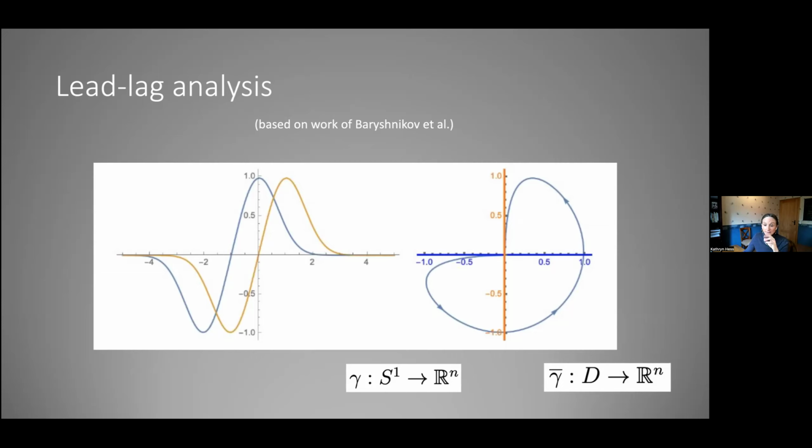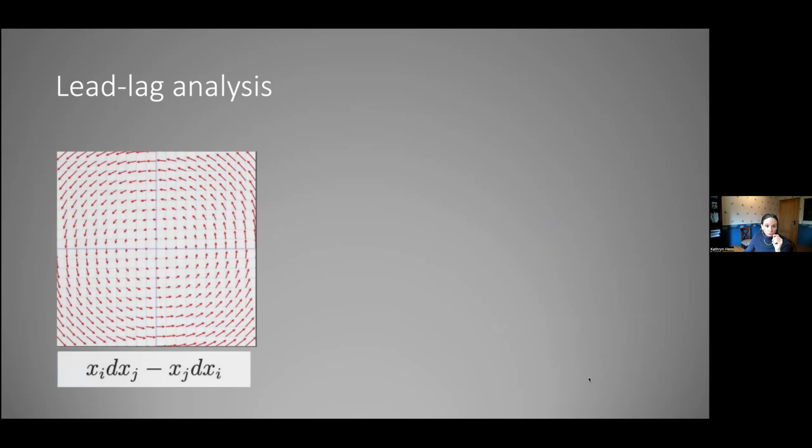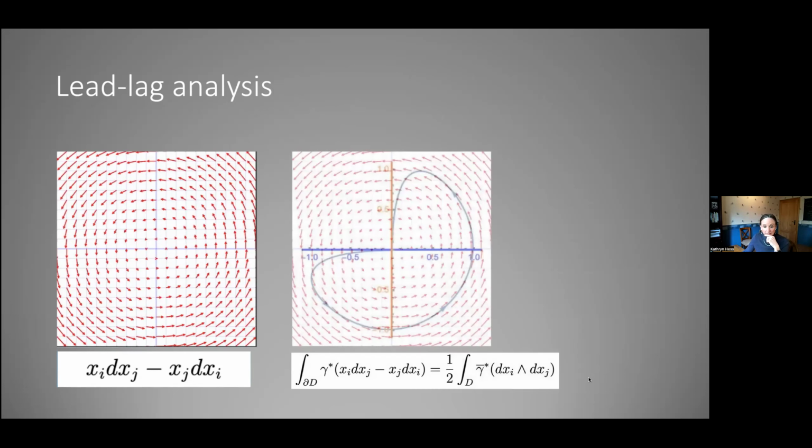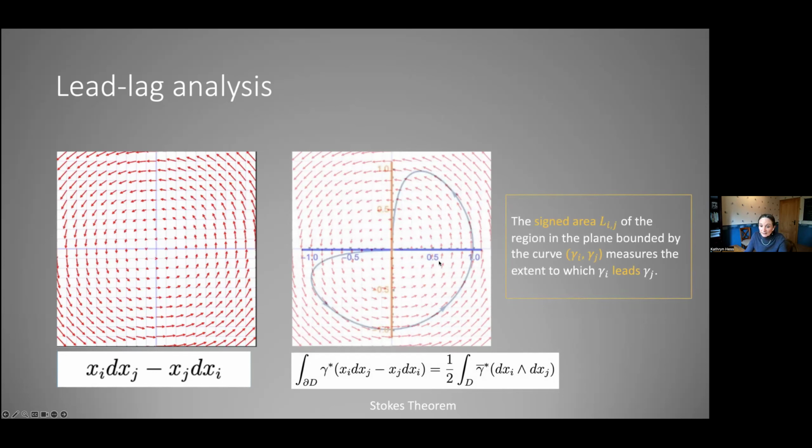This sort of thing, for paths in the plane or in Rn, has been analyzed by Baryshnikov and collaborators. They provided the first tools for doing this. The idea is you look at a vector field or one form in the plane like this. So this is the angular velocity vector field. And you can integrate along this curve with respect to this vector field, which by Stokes' theorem is the same thing as looking at the signed area inside this curve. The signed area of the region of the plane that's bounded by this curve, which has its components gamma i, gamma j.